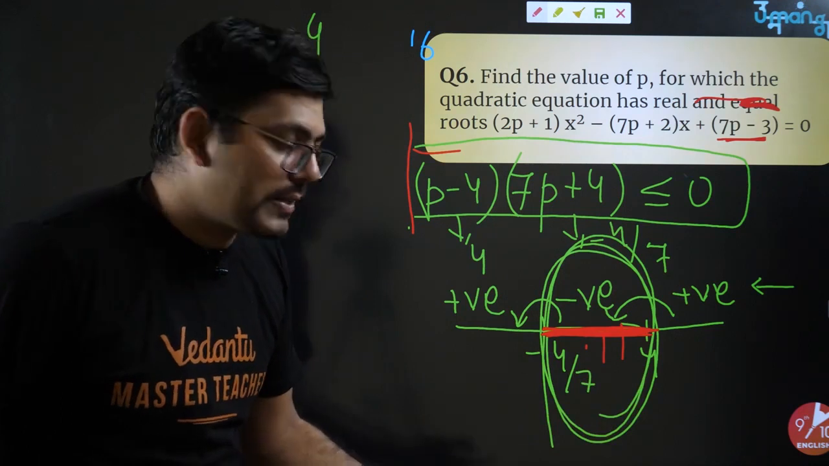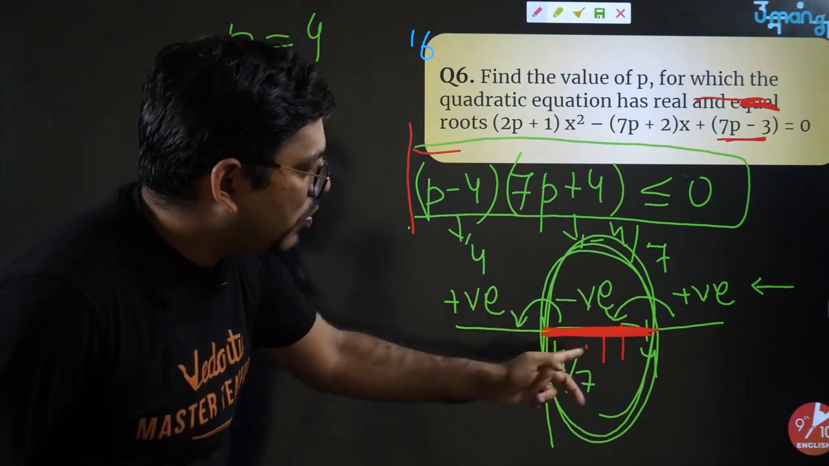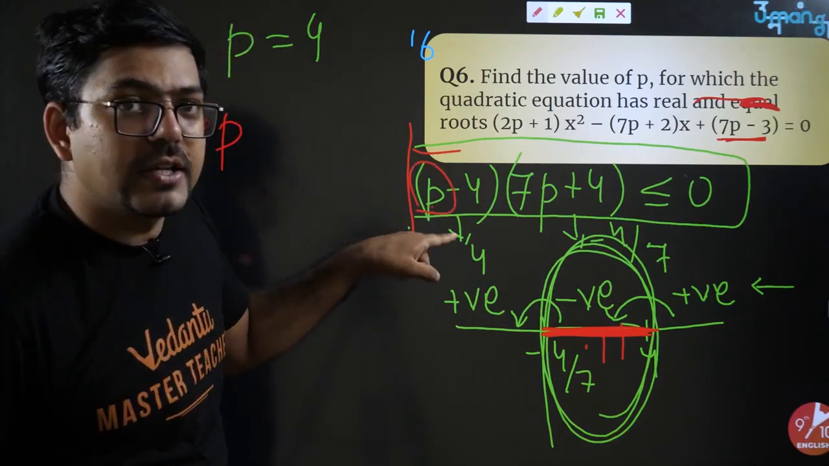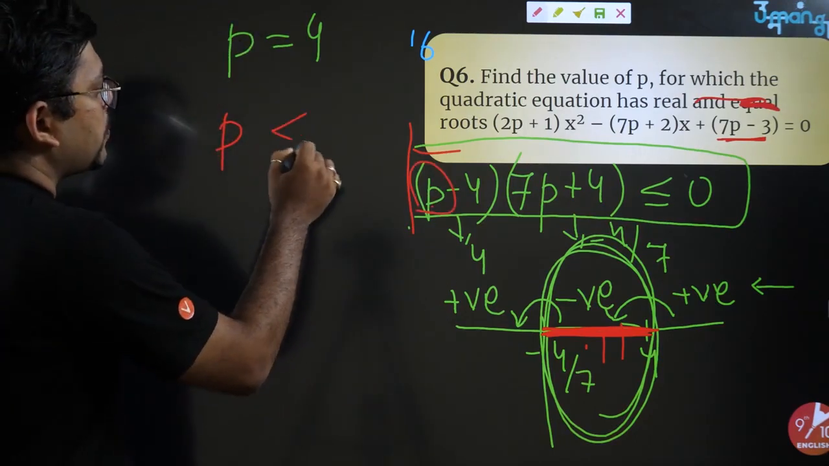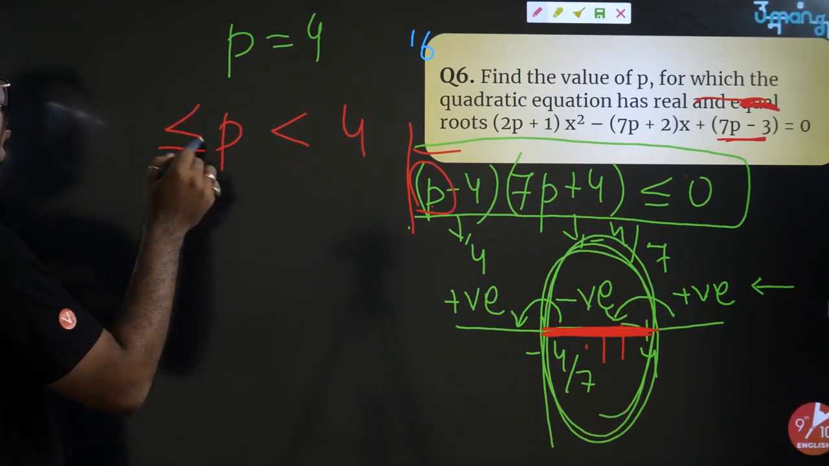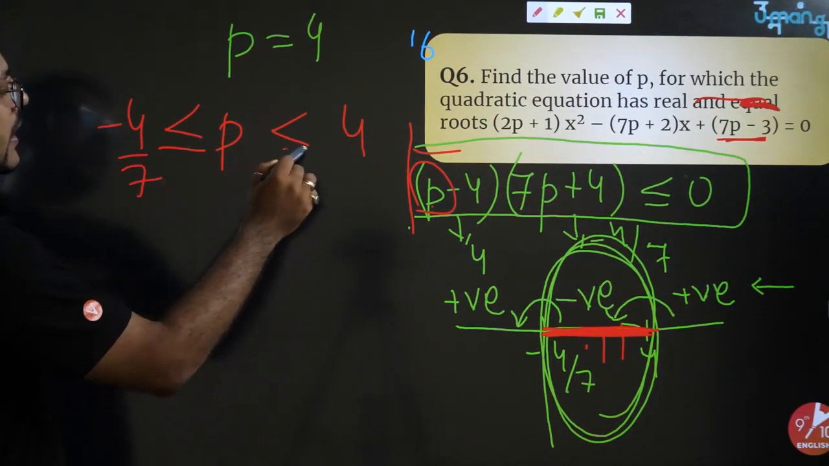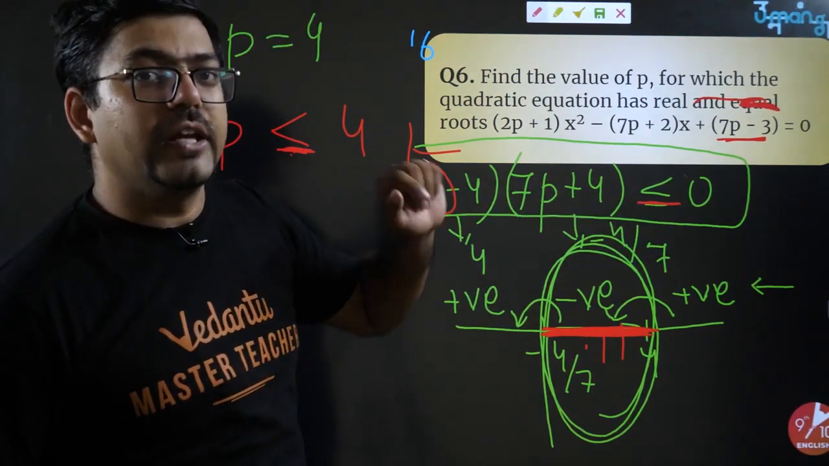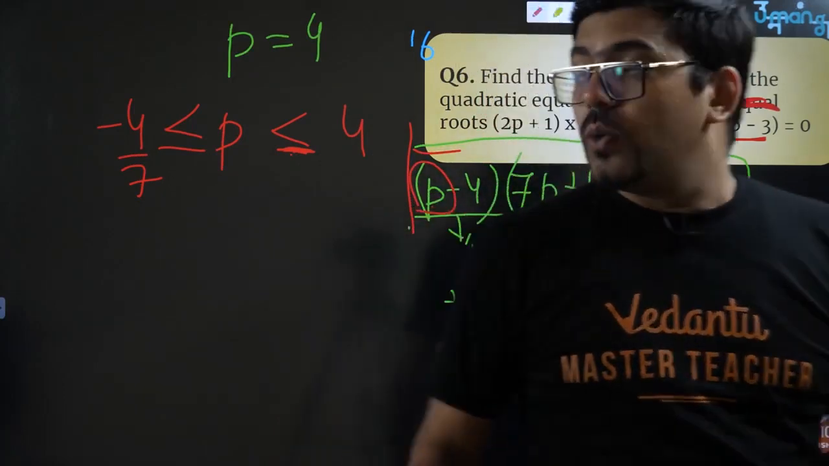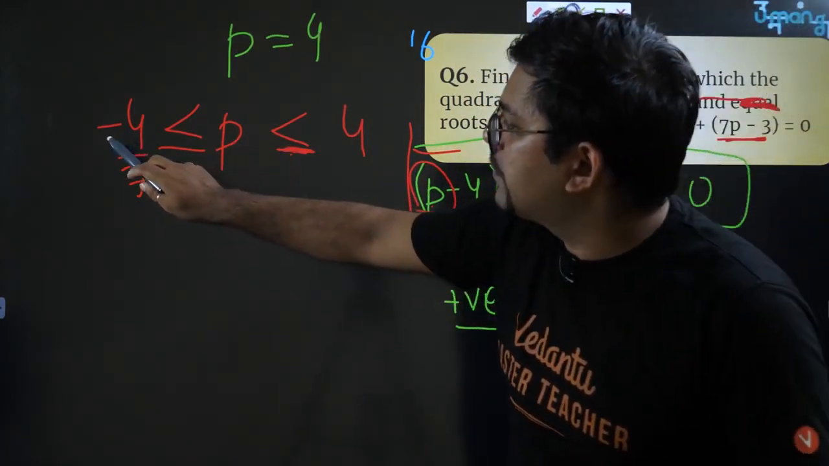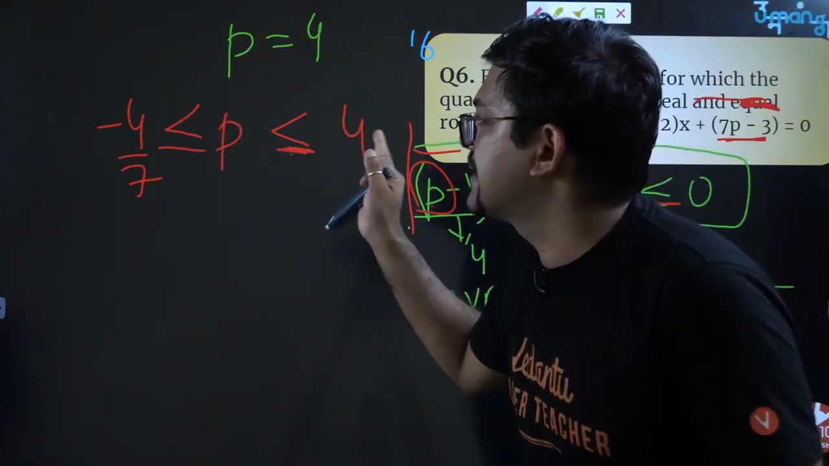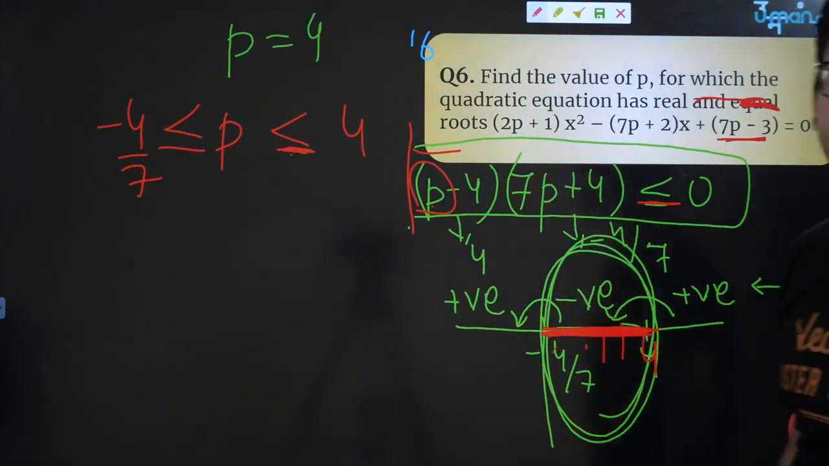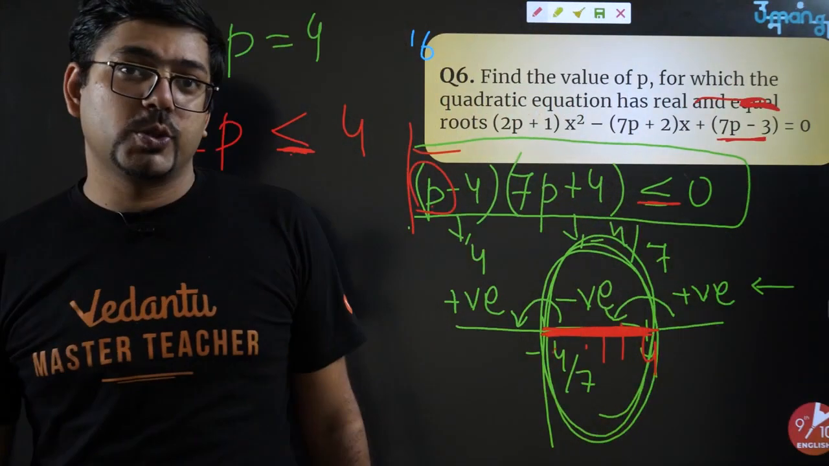And how will you write that answer? So your answer should lie between -4/7 to 4. The value of p in this equation should be between -4/7 and 4. And I would use the sign equal to, because here equal to has been used. So what I said, p should be -4/7 to 4. In between this. This is the region, -4/7 to 4. Fine, you understood that?